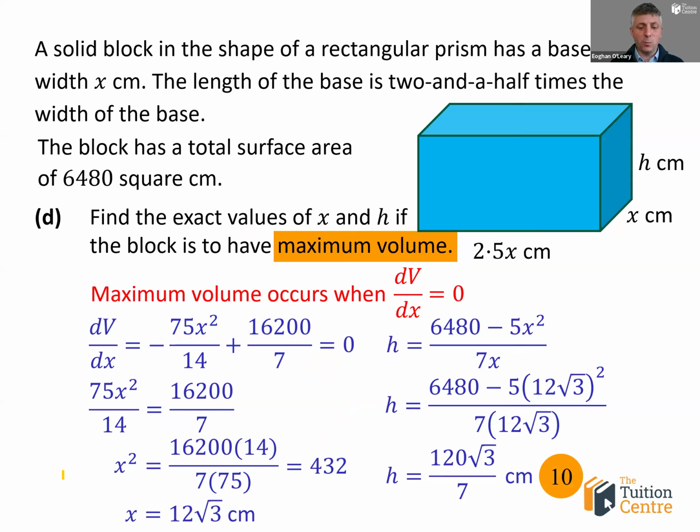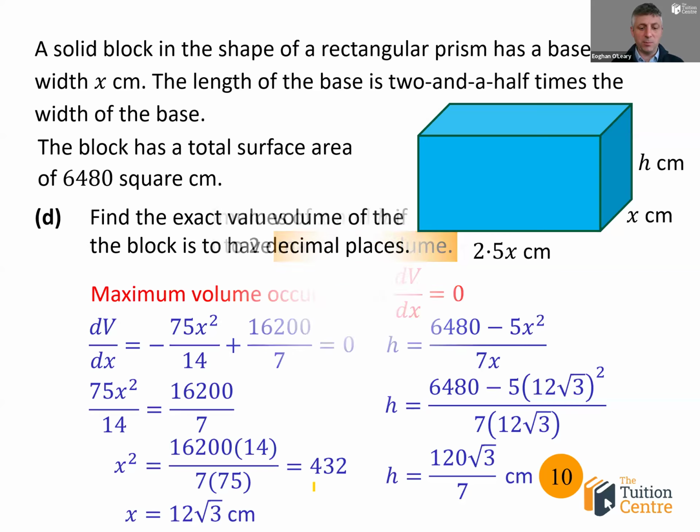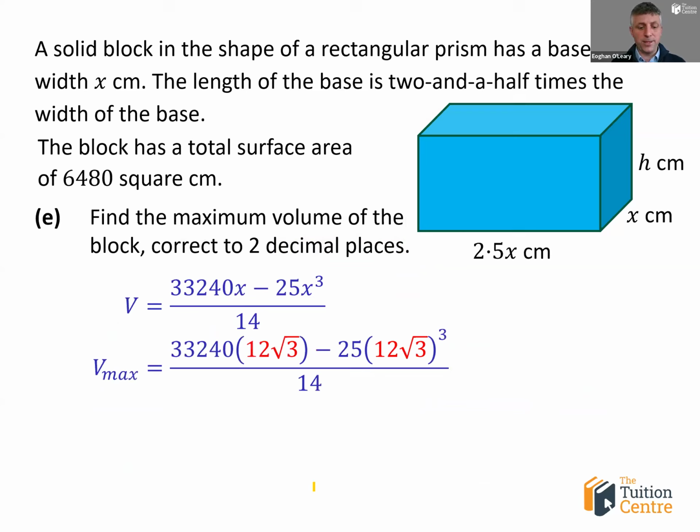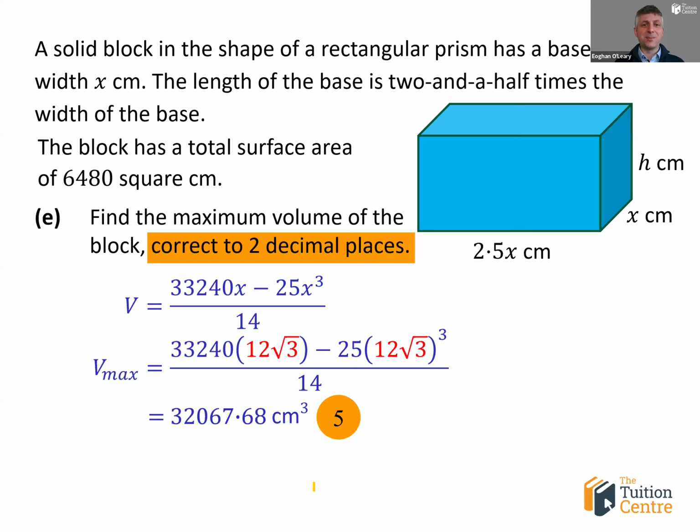All right, so, obviously working it, but we now have the exact value for x that gives you the maximum, and then the exact value for h that gives you the maximum. You can probably see where we're going to go then. Find the maximum value, correct to 2 decimal places. Well, here is our volume. This is just in terms of x. We can sub in our 12 root 3 and work it out. We want to correct to 2 decimal places, so 32,067.68, and it's centimeters cubed. And that was your 5 marks.